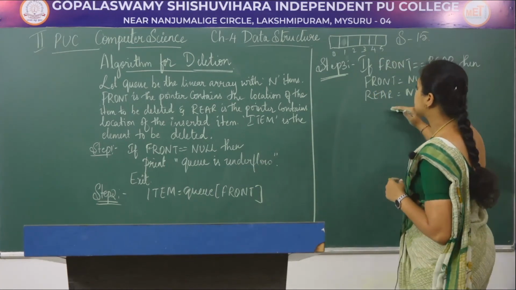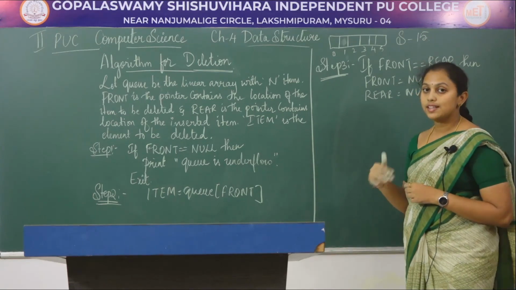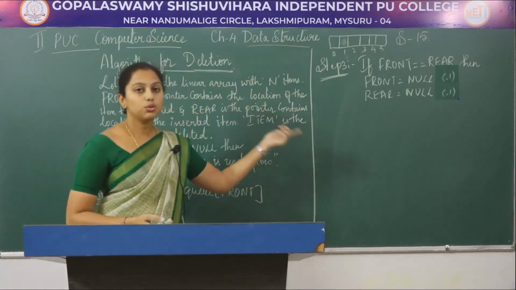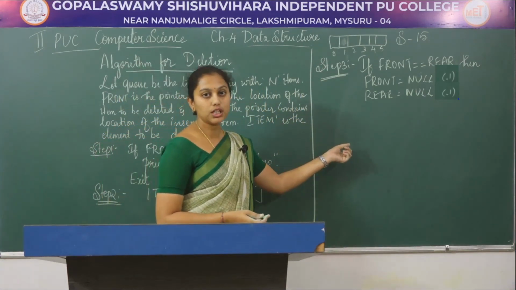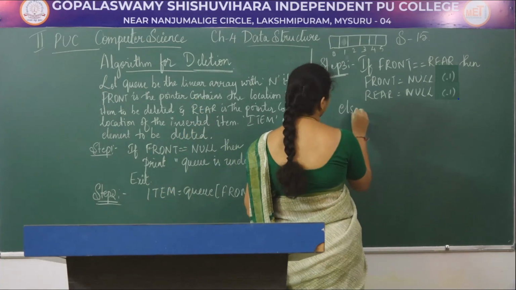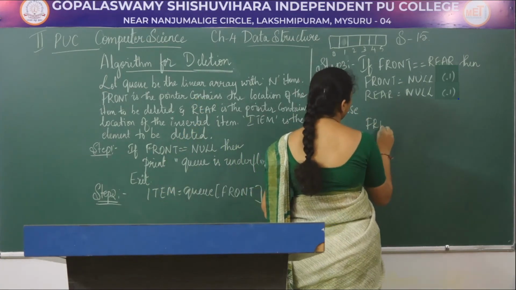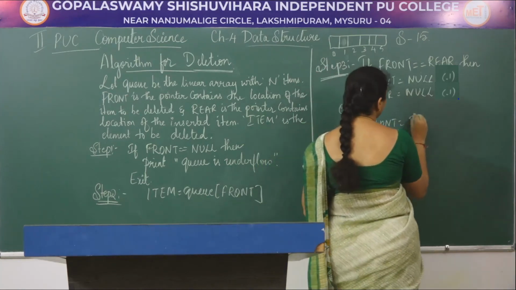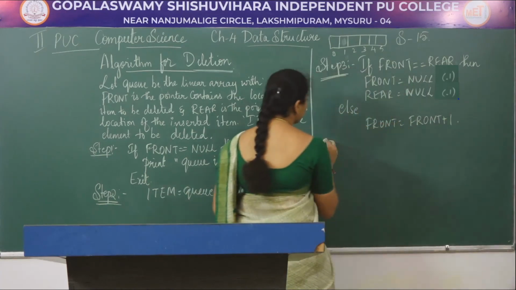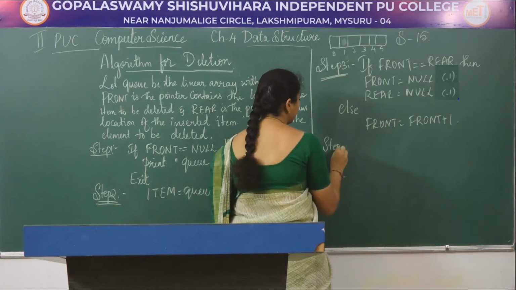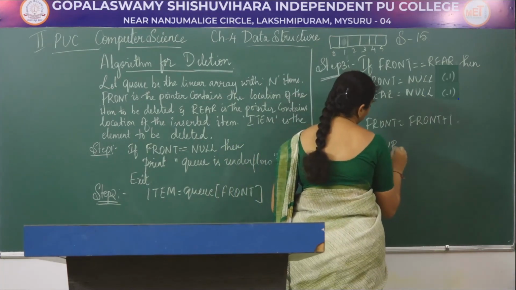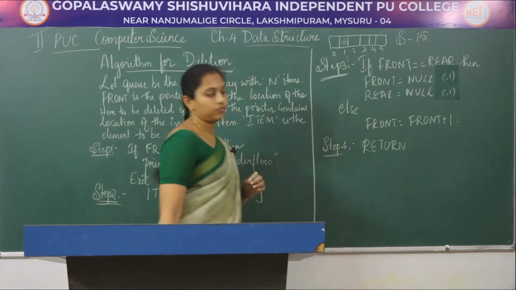So if this condition is false, then we can increment the front to the next position of the queue to delete another item from the queue. Else, increment the front pointer. So front is equal to front plus 1. So after deleting an item from the queue, we are returning from the queue.